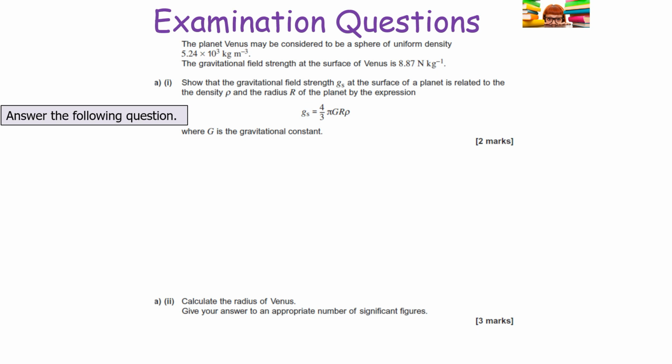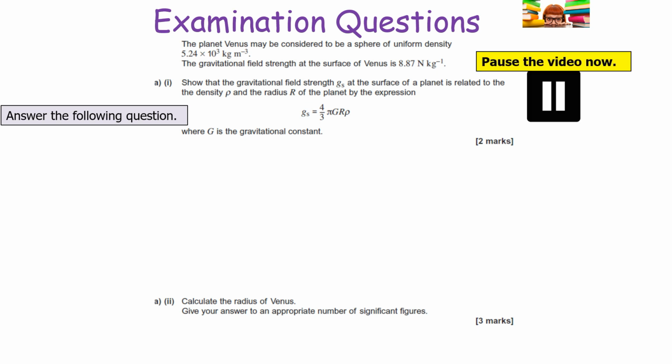Next question. The planet Venus may be considered to be a sphere of uniform density of 5.24 times 10 to the 3 kilograms per metre cubed. The gravitational field strength at the surface of Venus is 8.87 newtons per kilogram. Show that the gravitational field strength g at the surface of the planet is related to the density and the radius of the planet by the expression g is equal to 4 over 3 pi big G times big R times density. Then finally calculate the radius of Venus and give your answer to the appropriate number of significant figures. So pause the video now, then unpause the video when you want to go through your answer.